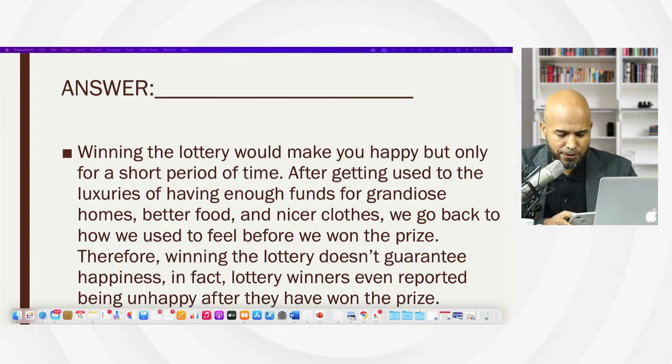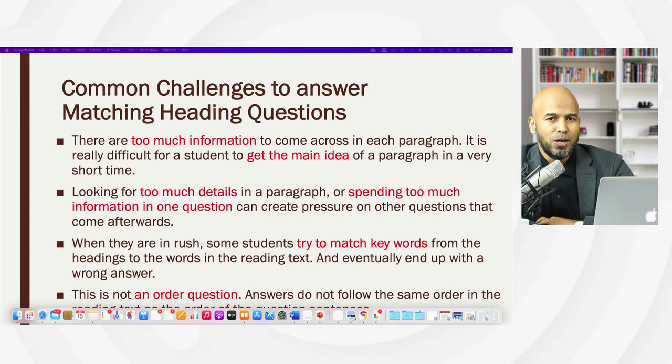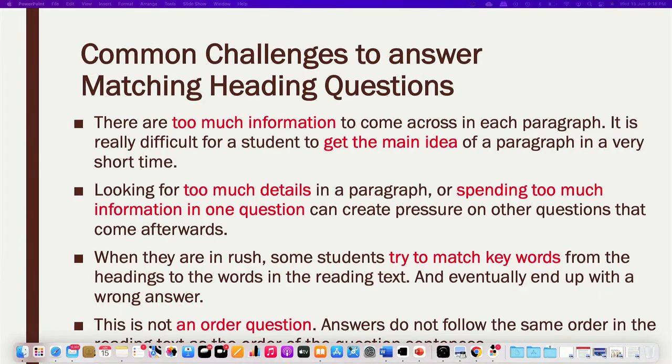Great. Fine. So, yeah, I'm going to tell you the answer. Don't worry. So, what are the problems you faced? Too much information comes across in each paragraph, I mean, in the last paragraph, if we consider. And it's a bit difficult for students to get the main idea, of course, within a short time, because I gave you only 10 seconds, you may get around 40, 50 seconds, or maybe 1 minute.